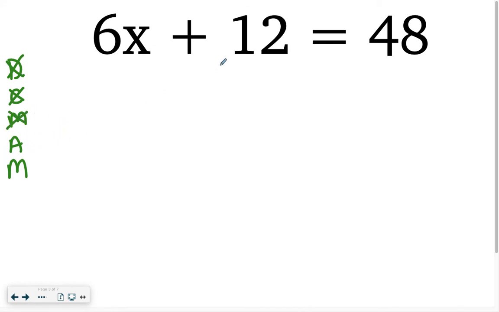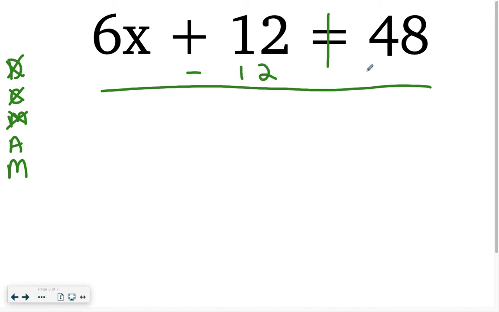Now I'm going to start with the adding and subtracting. So I'm going to move that plus 12 first. So I'm going to say minus 12. And then I am left with just the 6x equals 36.